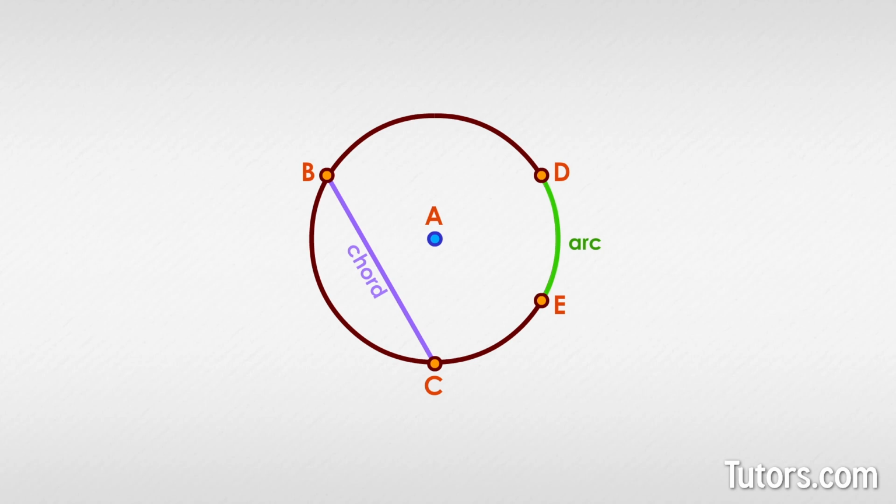If you constructed a line segment from point A, the circle's center, to point D on the circle, that line segment would be a radius. Running a chord from point B to point E would give you a diameter, which must run through the center of the circle.